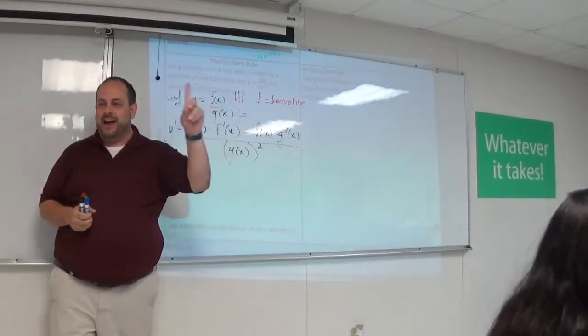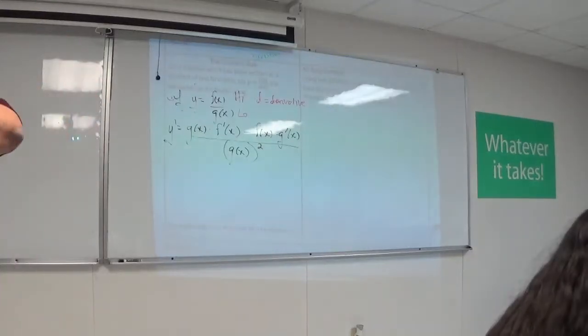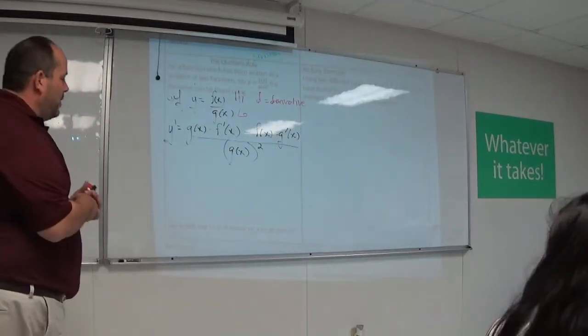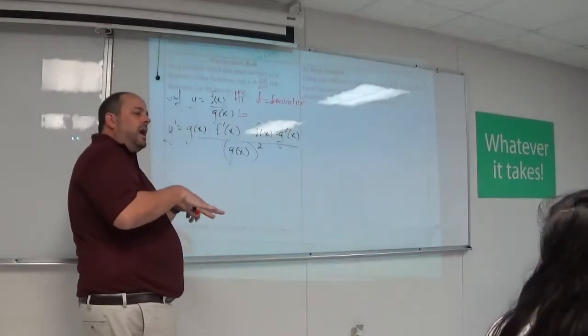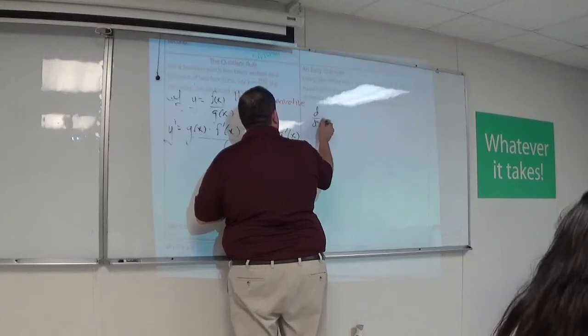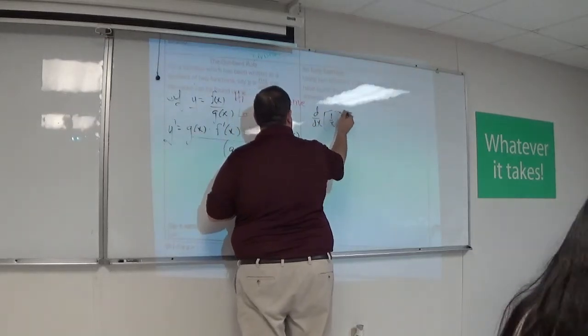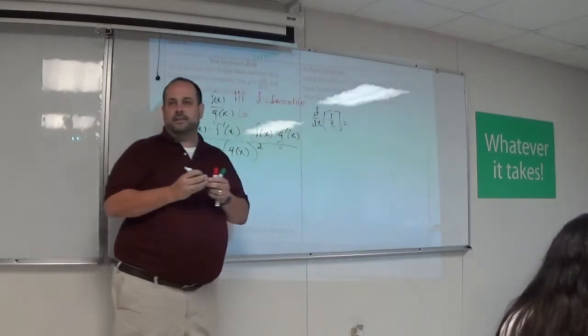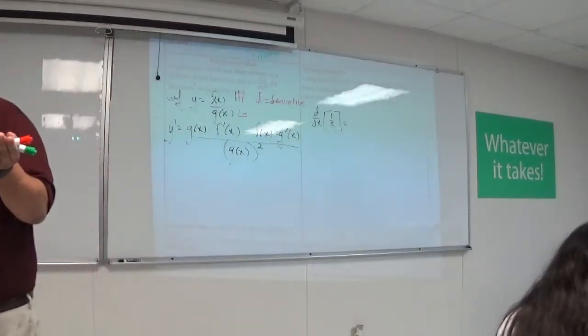One more time on the count of 3. 1, 2, 3. Low D high minus high D low all over low. All right, so let's do it. Okay, derivative of 1 over x. Derivative of 1 over x, quotient.